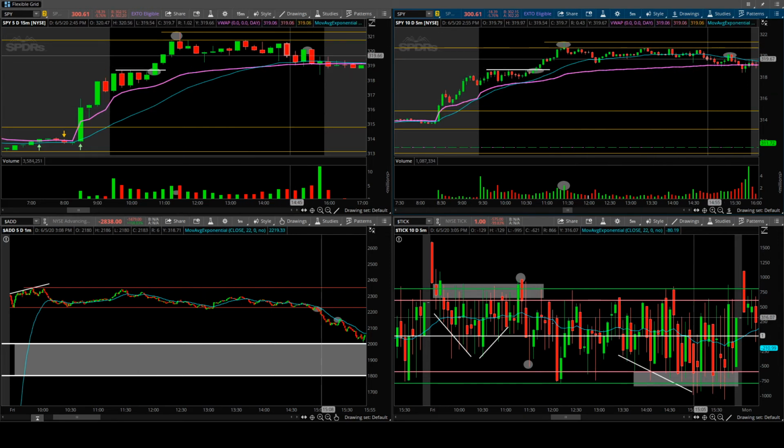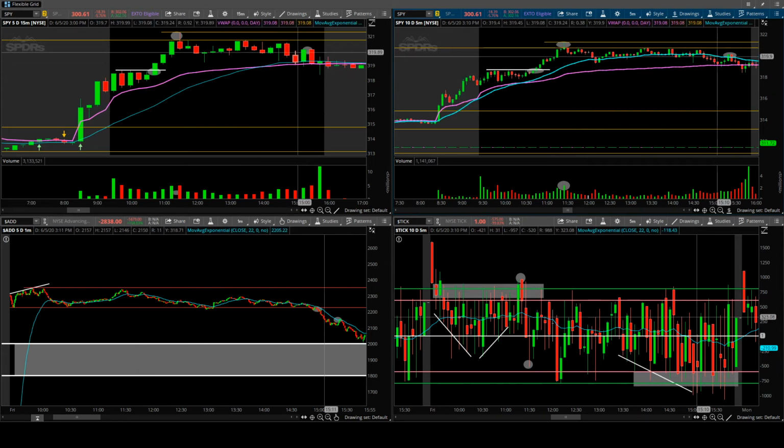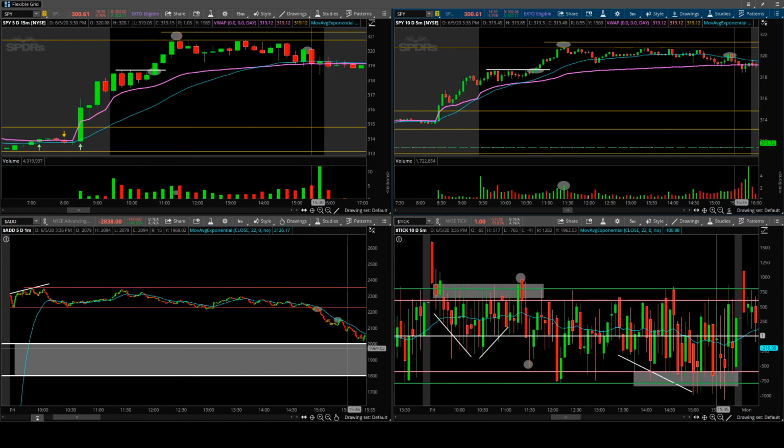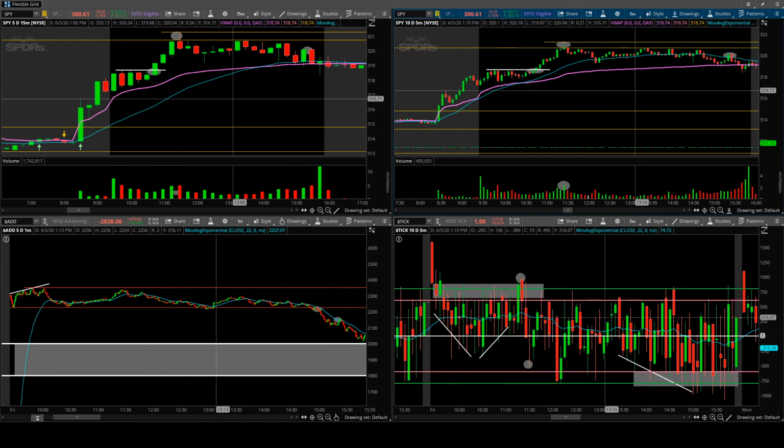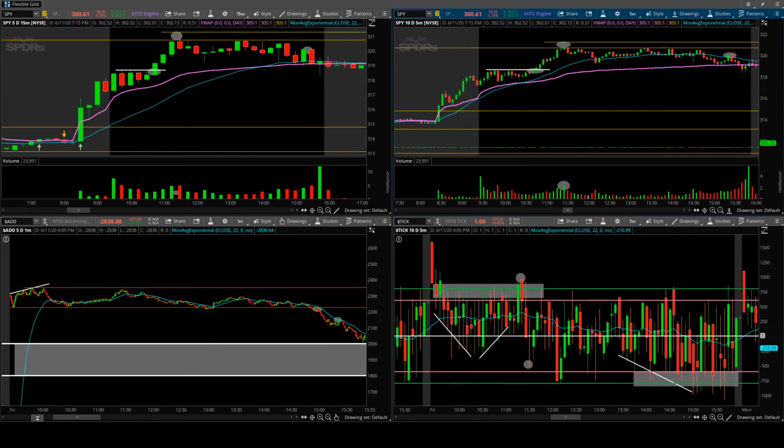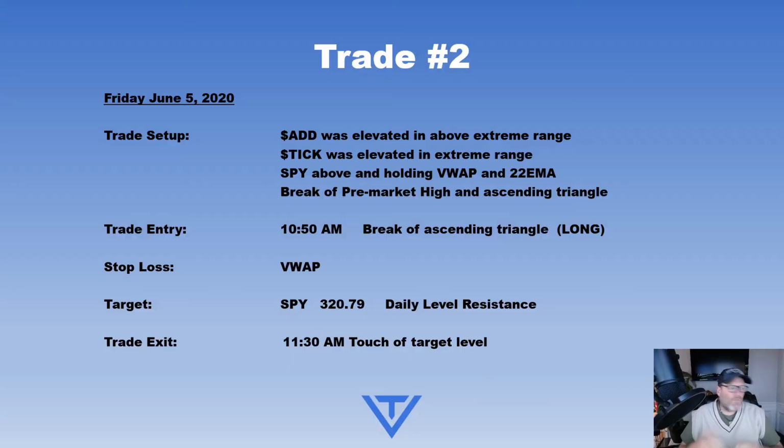And then we also had another trade back in here on this day when we had a little switch in metrics going on. But let's take a look at the numbers on this trade. Okay, if we look at trade number 2, the setup, again, this was Friday, June 5th. We had a story, I should have had that up there for a trade setup.